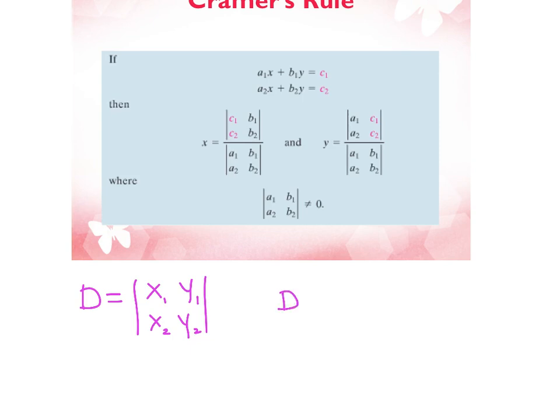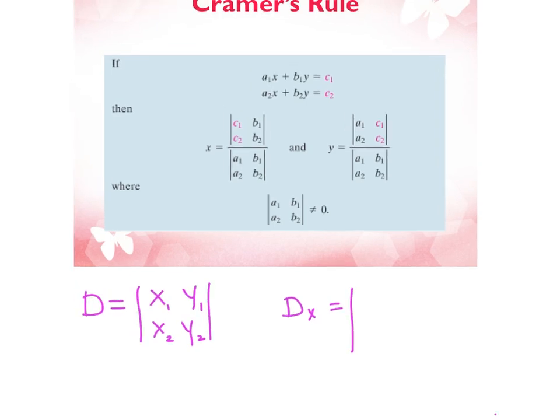Then you're going to find d sub x. And to do this, whichever one you're finding, you take out the column that has that letter and replace it with its constants. So I'm taking out the x's and I'm putting in the constants. So the constants go in the first column. The y's stay in the second column.